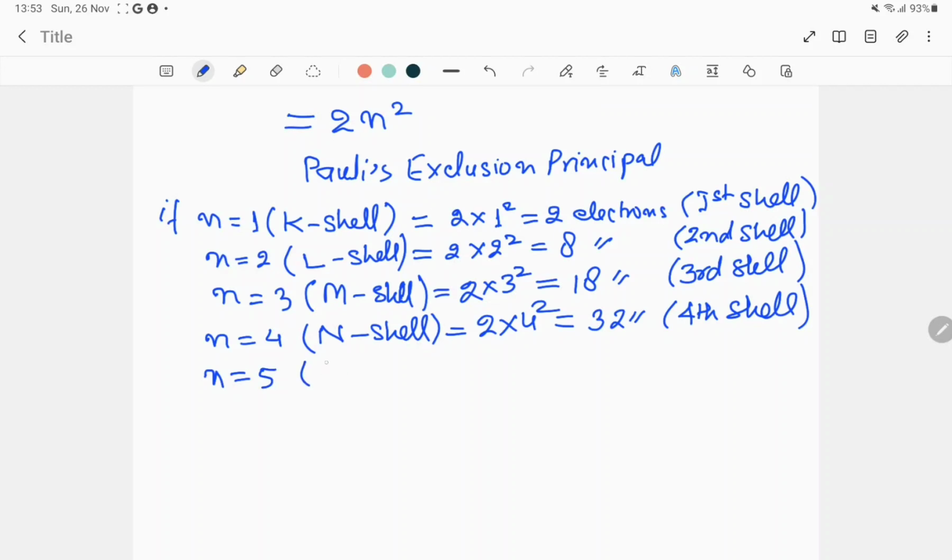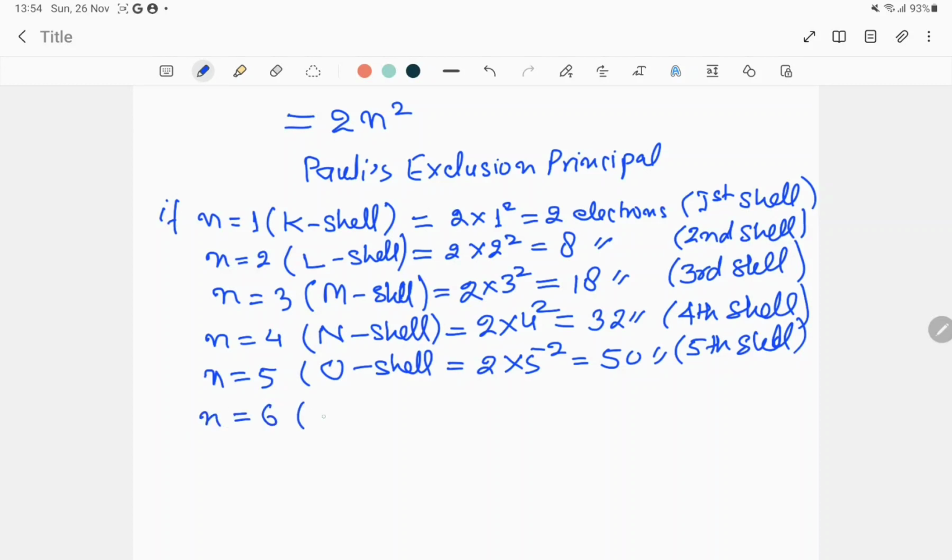If n is equal to 5, O shell, that is 2 into 5 square is equal to 50 electrons in the fifth shell. If n is equal to 6, then P shell, that is 2 into 6 square is equal to 72 electrons in the sixth shell.